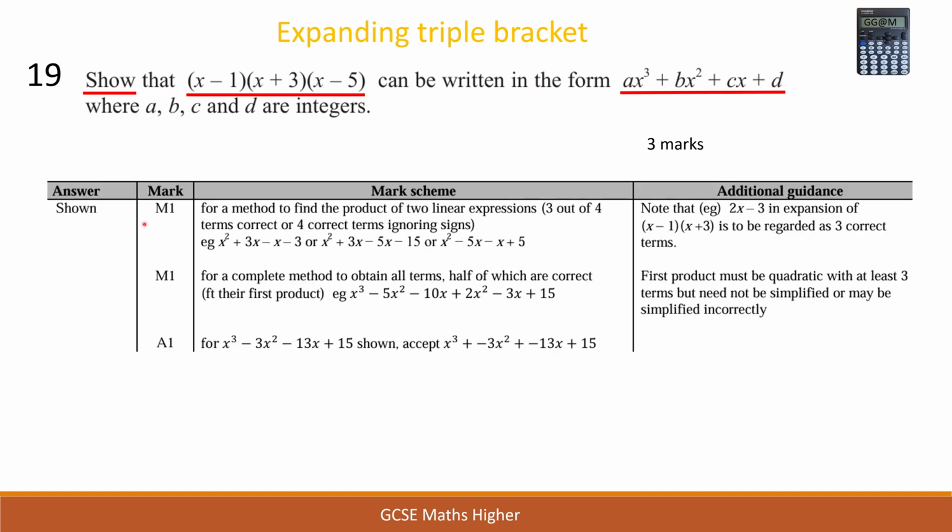Fantastic work. So you should have seen you've managed to get this into this form here, and the correct answer is down here, where you've got x cubed minus 3x squared minus 13x plus 15 for the correct answer. That's what you've got to show. Give yourself a big tick if you got it correct. Well done. If you need some help, just comment below and I can show you how to get the answer.